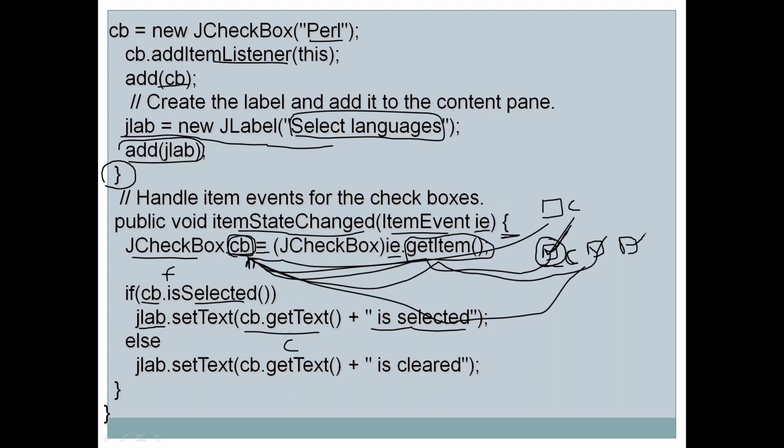If you click on the last one, the text is Perl here, so its reference is stored in cb, and when you say isSelected, right now it is selected, so it will display cb.getText, that is Perl is selected. If I again click on that, this will get deselected, it will display Perl is cleared.